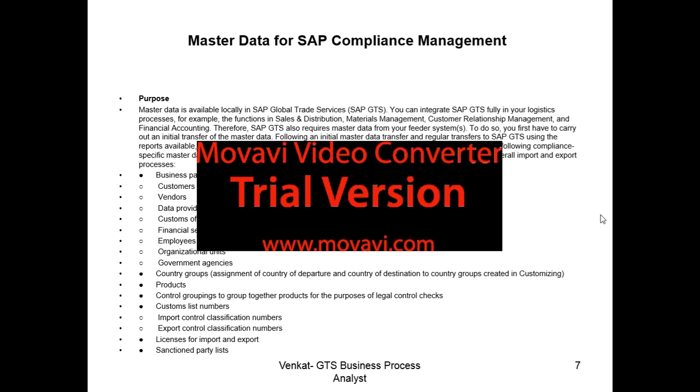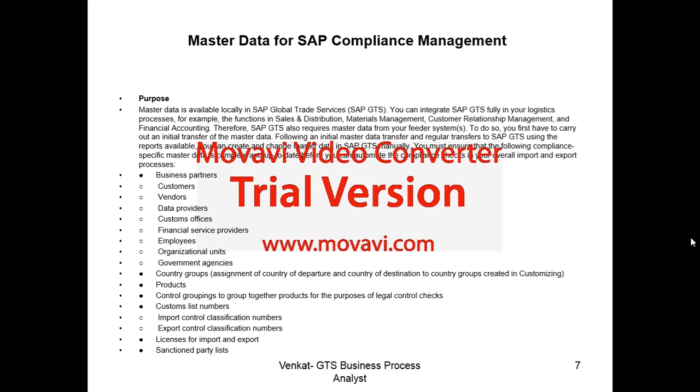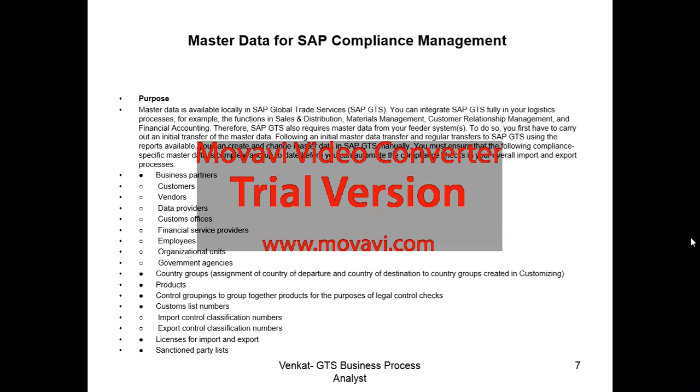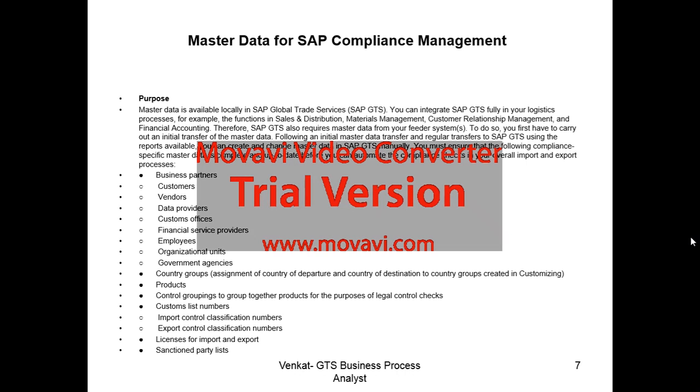Different submodules of SAP GTS. Can anybody name? Compliance management, customs management, risk management, and electronic compliance reporting. Okay. So compliance management, customs management, risk management and electronic compliance reporting. So these are the 4 different submodules of SAP GTS.